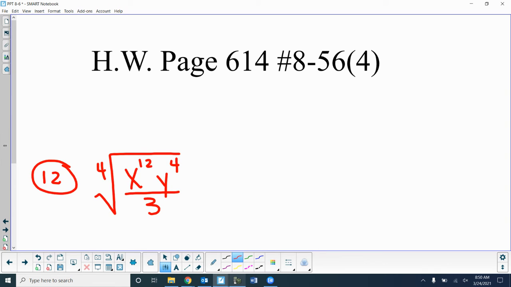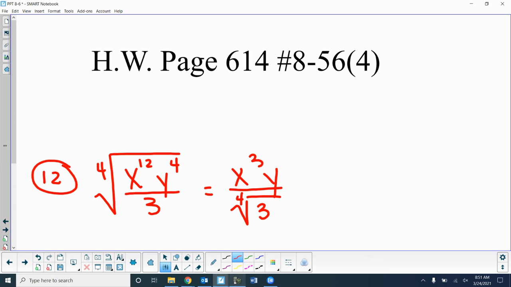So what did I tell you could do with the exponents and the index? Divide. So that's real quick and easy. So that's x to the 3rd y. But the bottom, oops, did that wrong. The bottom is the 4th root of 3. Am I allowed to have that radical in the bottom?